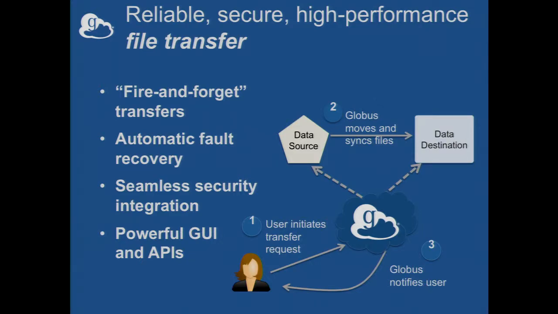So I'll talk about what this actually means for an end user here, right? So the first one is reliable high-performance transfer. So the user comes to globus.org, which is a hosted service. So it just comes in through a browser and initiates a transfer request to move data from a source to a destination, right? So let's say from Argonne Leadership Computing Facility to Oak Ridge, for example.